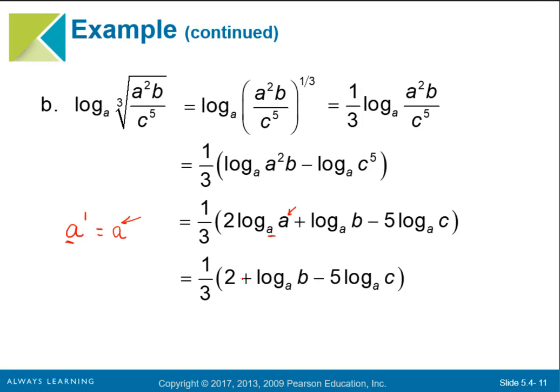That's one of the reasons why I've been belaboring the point that a to the 0 is always a 1, and a to the 1 is always going to be that original value back, our a, right? So now we're going to multiply through by 1/3. So I have 2/3 plus 1/3 log base a of b, minus 5/3 log base a of c.